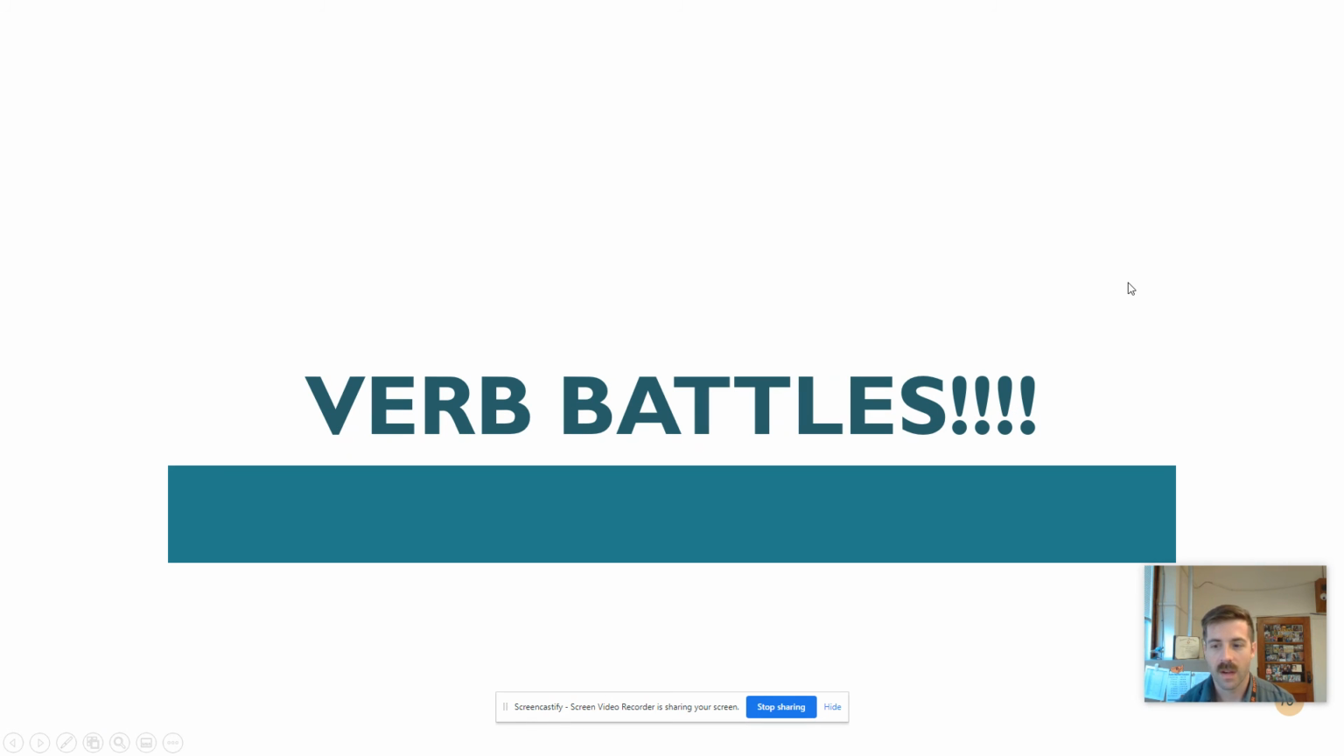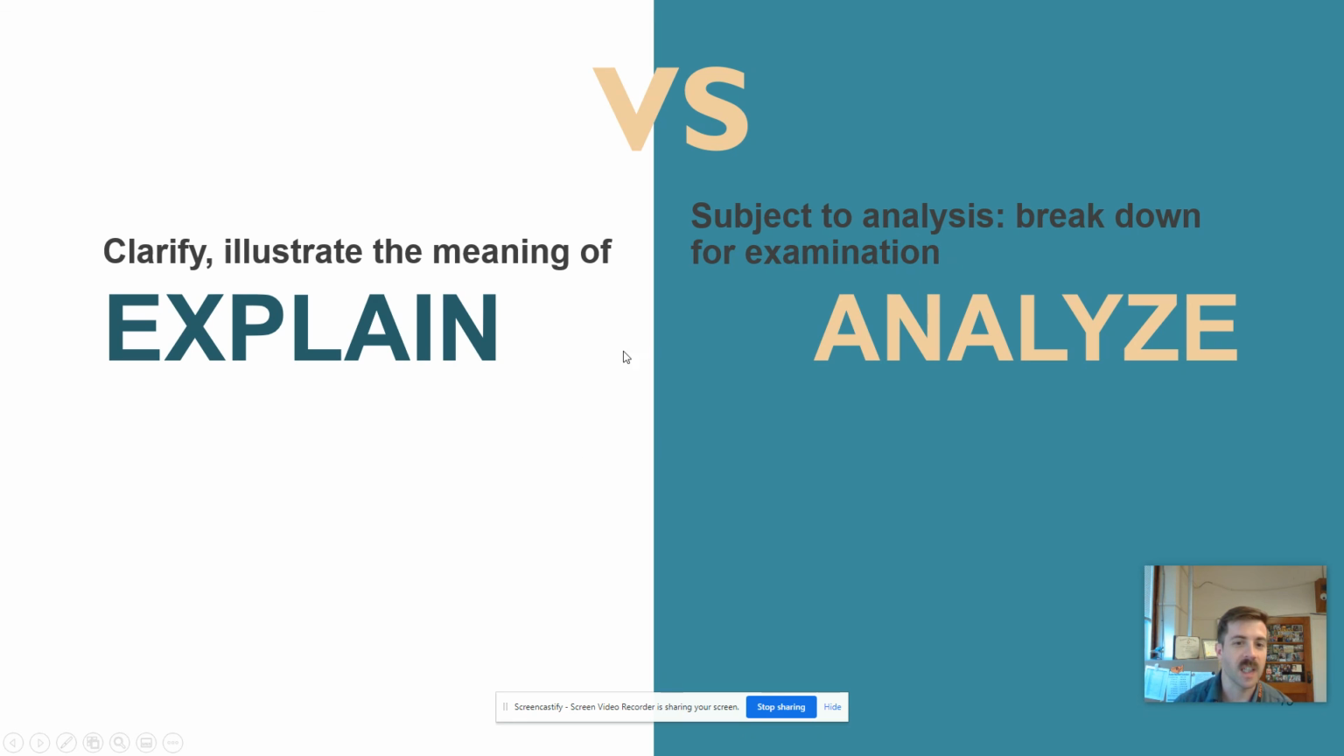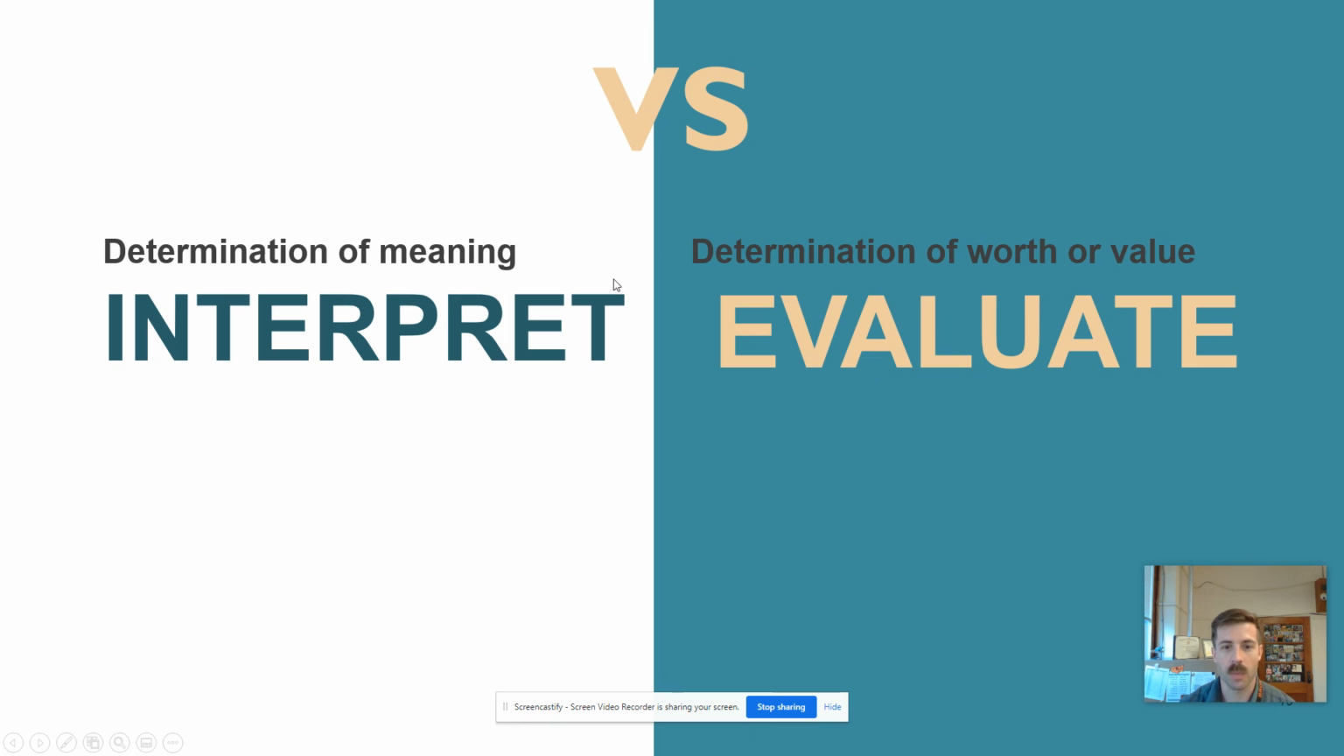So I've got a couple of verb battles. So what do I mean to identify versus explain? Give you guys a second to think about that. What's the difference between identification or an explanation? See if you can jot that down in your notes. Next one is, what's the difference between explanation and analysis? And then last one, what does it mean to interpret versus what does it mean to evaluate? See if you can come up with a description or definition, delineation between those two.